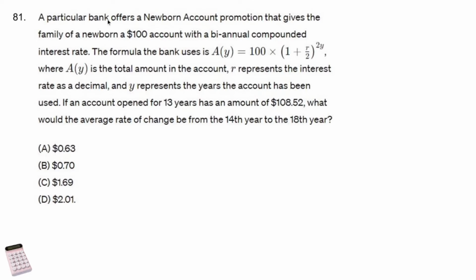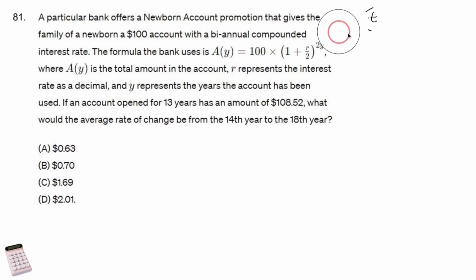A particular bank offers a newborn account promotion that gives the family of a newborn a $100 account with a biannual compounded interest rate. The formula the bank uses is A of y equals 100 times (1 plus r over 2) to the 2y. So this is a typical compounded interest rate formula. If you have heard of the continuously compounded interest formula, there are similarities. But this is not the continuously compounded interest formula.